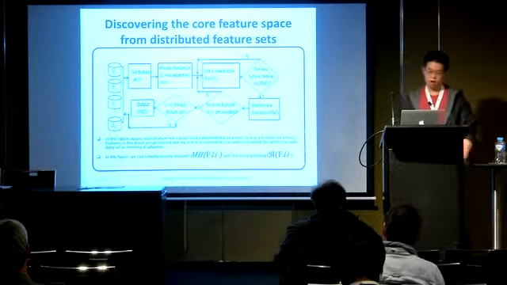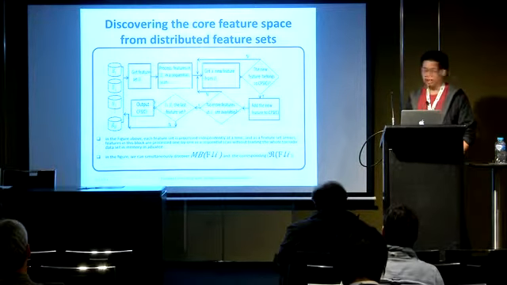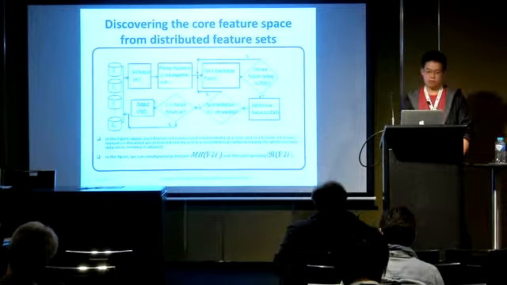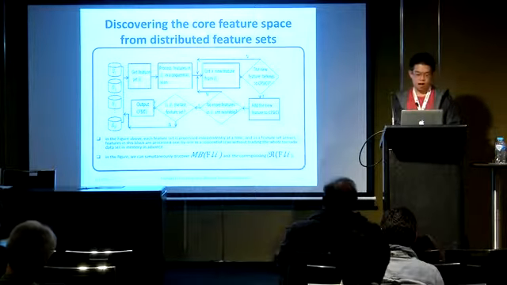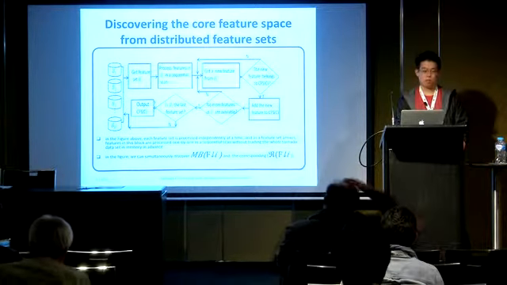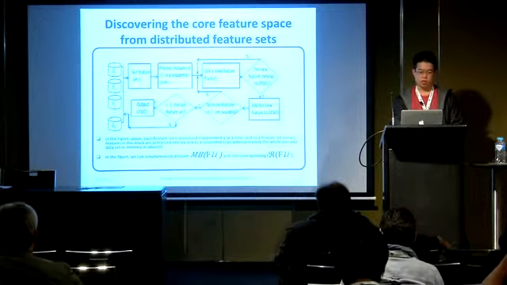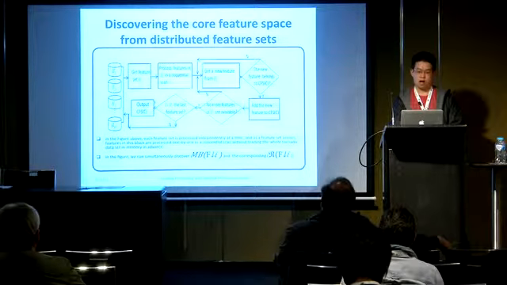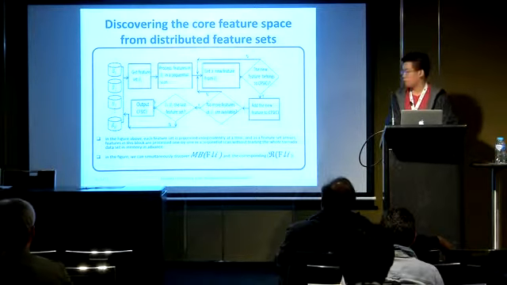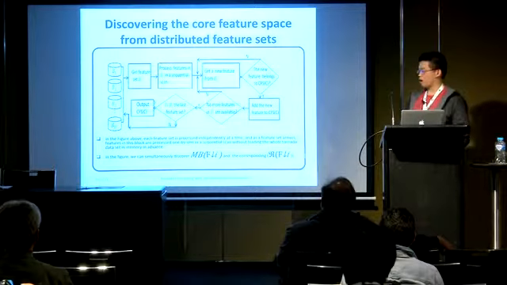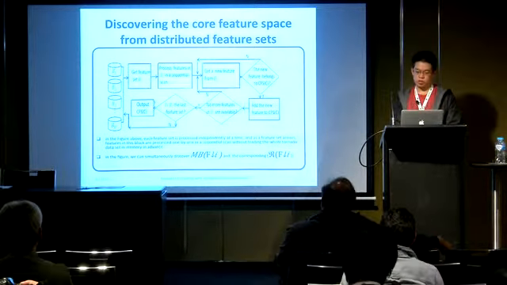So this is a schematic of the general process. We basically have a bunch of feature sets and process all the features in each one sequentially. We check during each iteration if the new feature belongs to the core feature space. And if so, we add it to the core feature space. And we repeat this process until we've iterated through all of the original data sets.